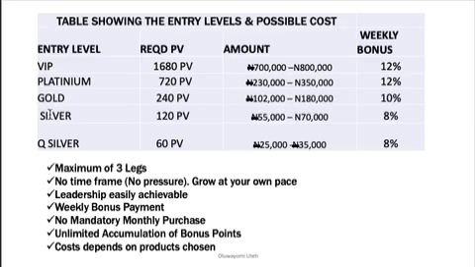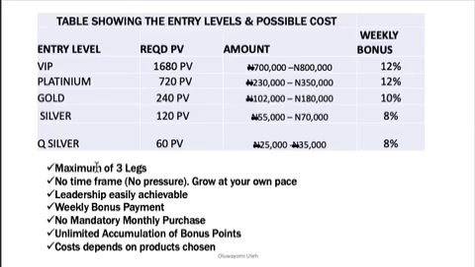Gold is 240, silver is 120, Q silver is 60 PV. And these are their price ranges. It depends on the products that you choose. For instance, if you pick one product that is 70 PV, you have already crossed the Q silver Rubicon and you're already a Q silver member.